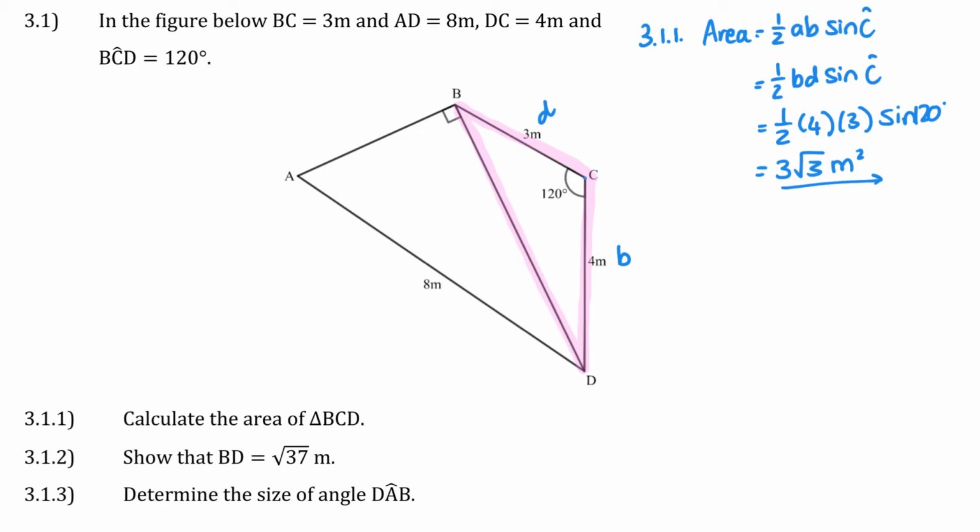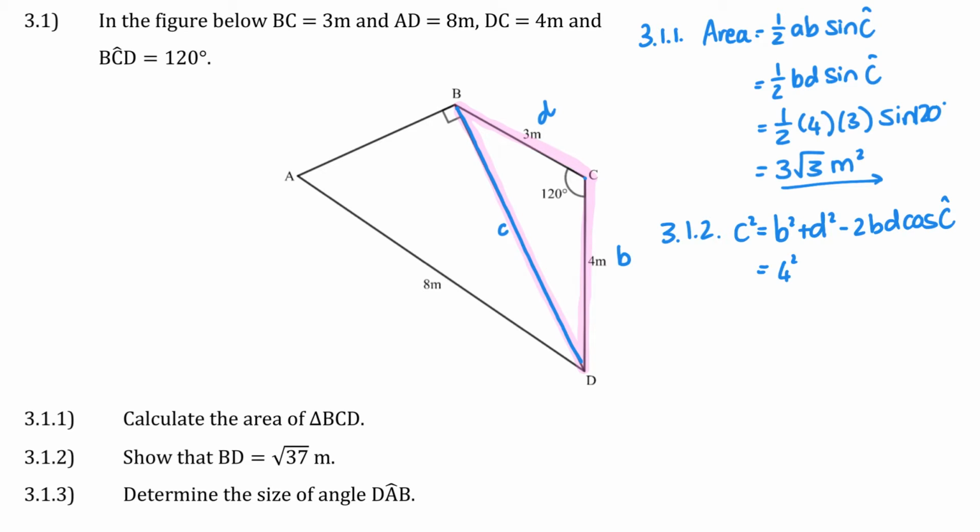Okay, next question. Show that BD is √37 meters. So BD is this line here. Now I can't use the sine rule because I don't have any pairs of side and angle opposite, but I could use the cos rule. So 3.1.2, this will be side lowercase c. c squared will be b squared plus d squared minus 2bd cos C. And I have all of these values.